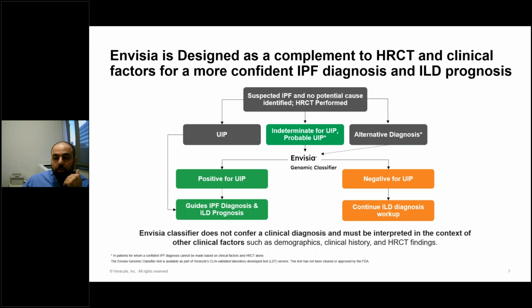So Envisia is designed to complement the HRCT and the clinical factors for a more confident IPF diagnosis as well as ILD prognosis. So just to say again, in patients who have indeterminate for UIP or alternative diagnosis, or if you have a probable UIP pattern where clinical factors might sway you from diagnosing confident IPF, the Envisia classifier might be used. And if it's positive for UIP pattern, there is a high likelihood that this patient has a UIP pattern, whether it's from IPF or from another ILD with a UIP pattern. But if the Envisia is negative for UIP pattern, it has a lower sensitivity, and thus you need to consider other clinical risk factors to eventually label the patient's diagnosis.